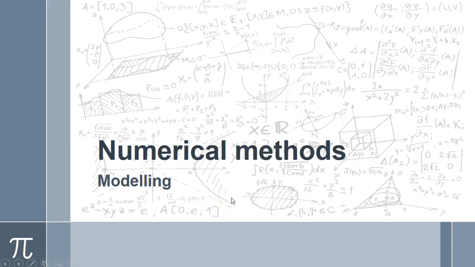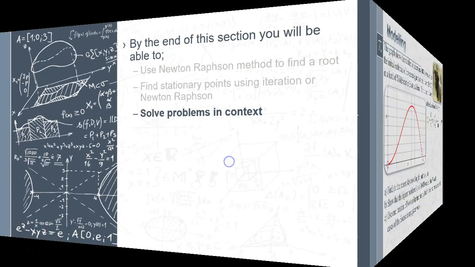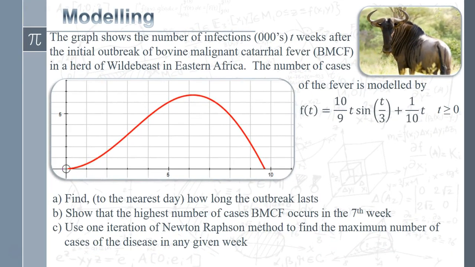Hi, and welcome to this video, which is the final one in the set on using numerical methods to find roots of equations. In this video, we're looking at how we might put all that technique we've been talking about in previous videos into a contextual question. So we're solving problems in context, and it will be either iteration or Newton-Raphson that we're using as the method.